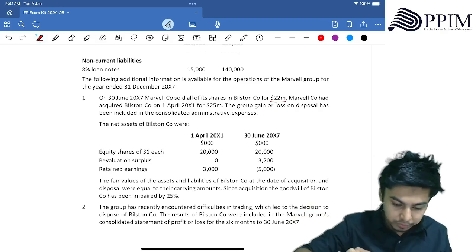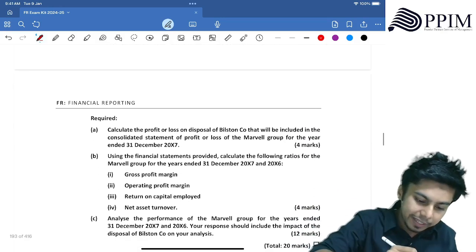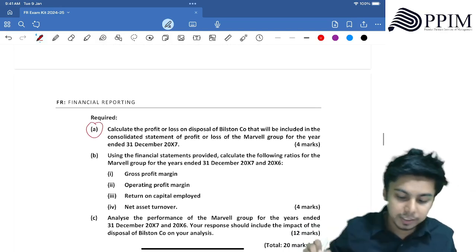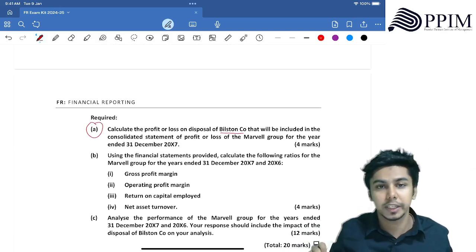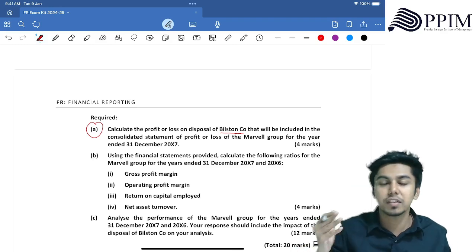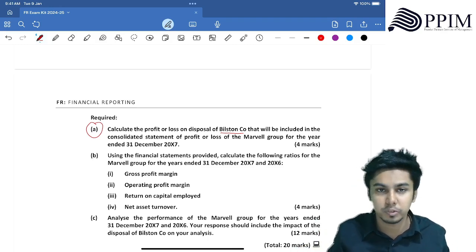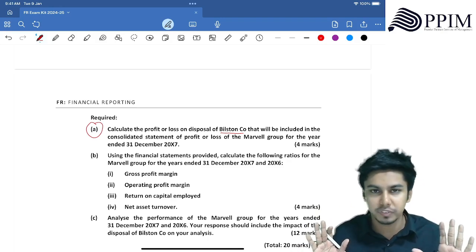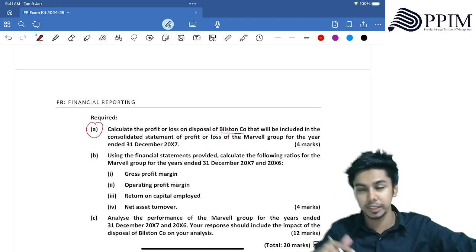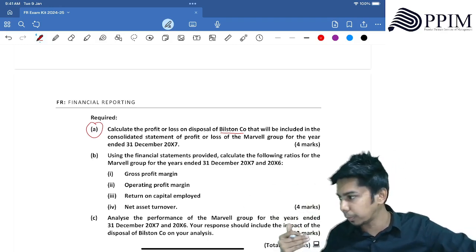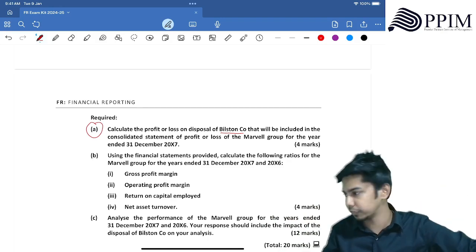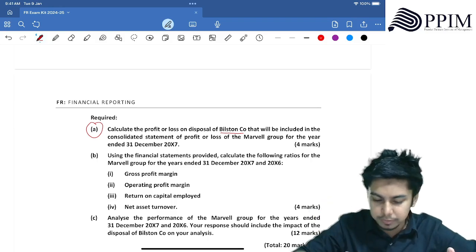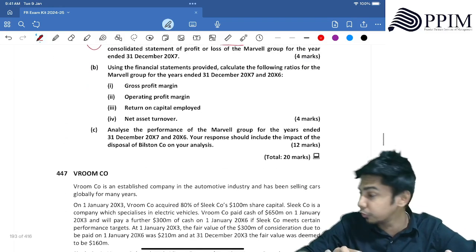In this paper, part A says to calculate the profit or loss on disposal of Bilston Corporation. So it's a group disposal, and they are asking you to calculate the gain or loss on disposal. Shall we start the calculations quickly, and then we'll discuss the points fast. You don't need to write everything. You give your points and I will give mine. Let's have a quick discussion. We are doing the previous question, Bilston 446.